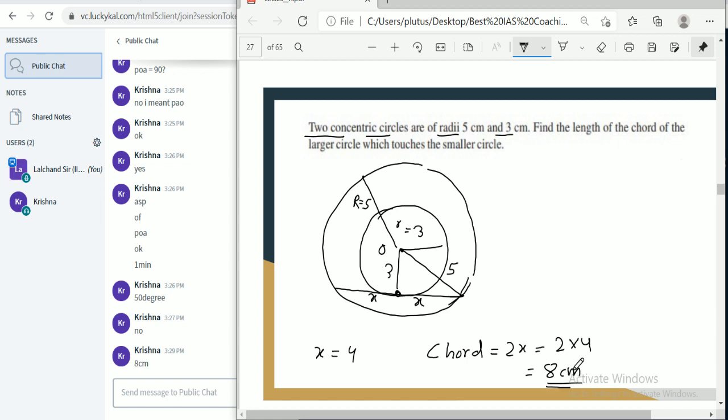Okay, I think you are absolutely right. So this is simple question, isn't it?